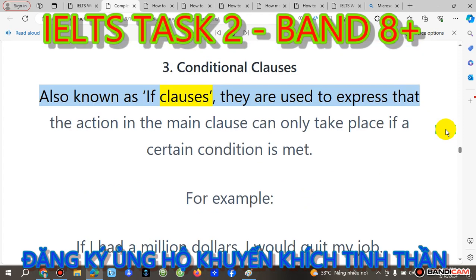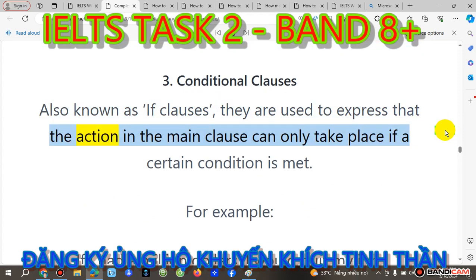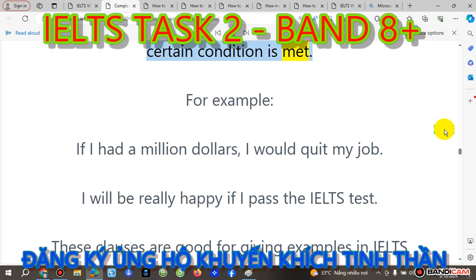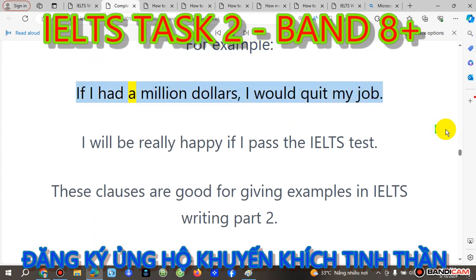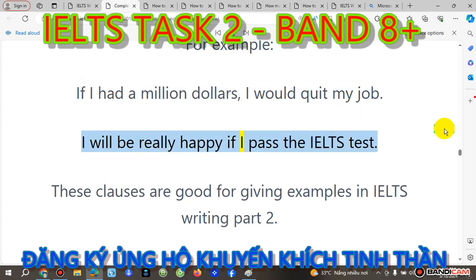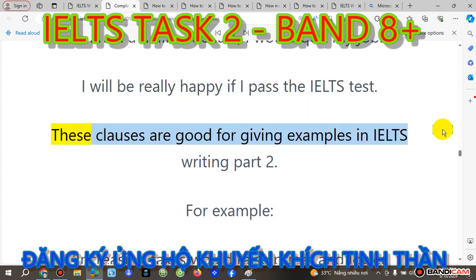3. Conditional clauses. Also known as if clauses, they are used to express that the action in the main clause can only take place if a certain condition is met. For example, if I had $1 million, I would quit my job. I will be really happy if I pass the IELTS test. These clauses are good for giving examples in IELTS writing part 2.